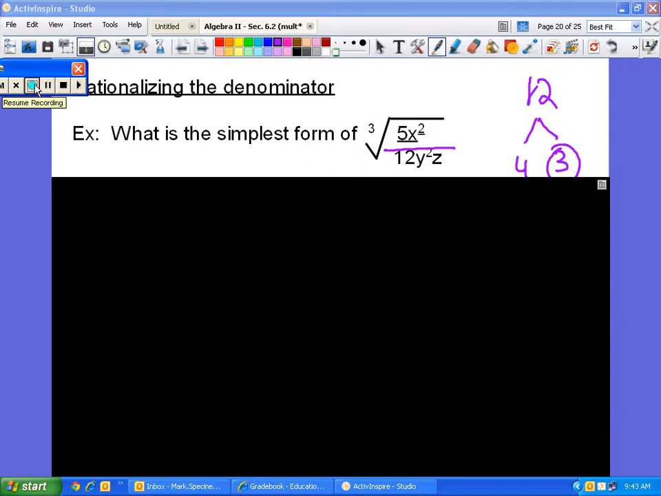Okay, so today we're going to go over how to simplify a radical expression by rationalizing the denominator.